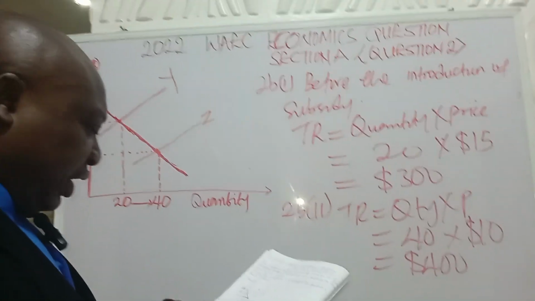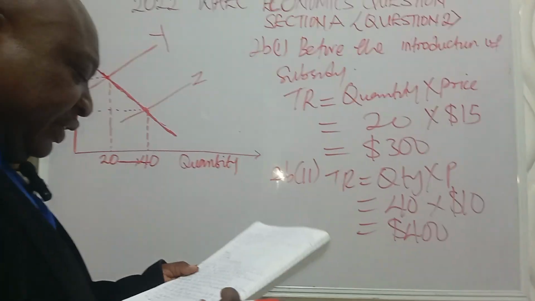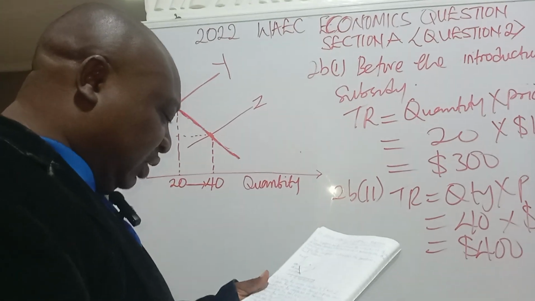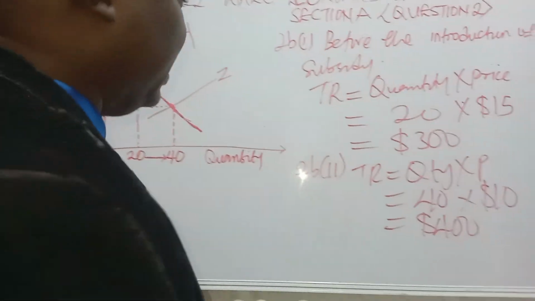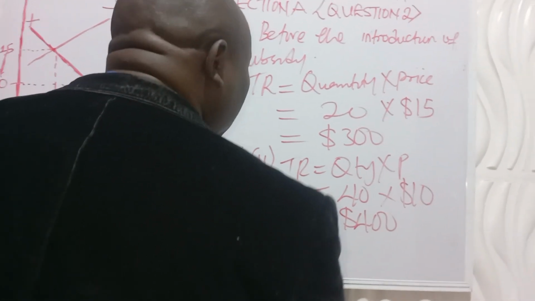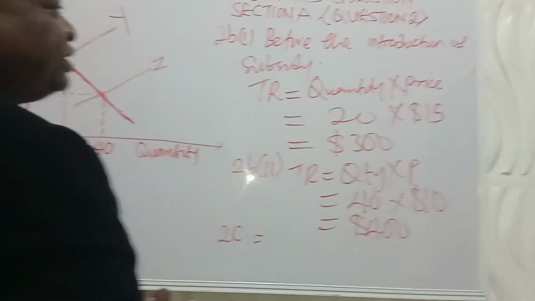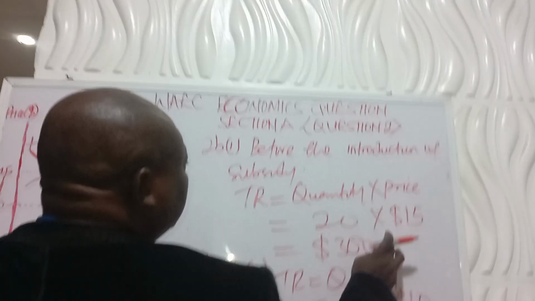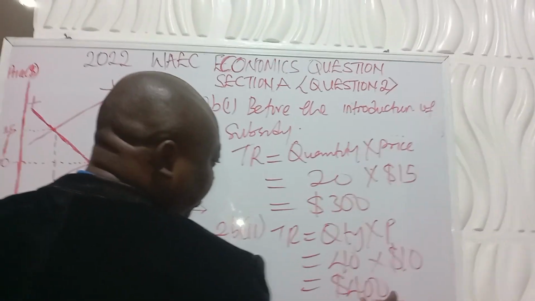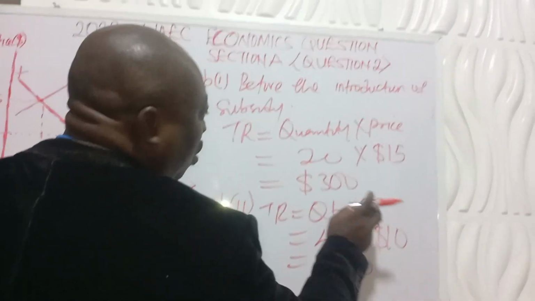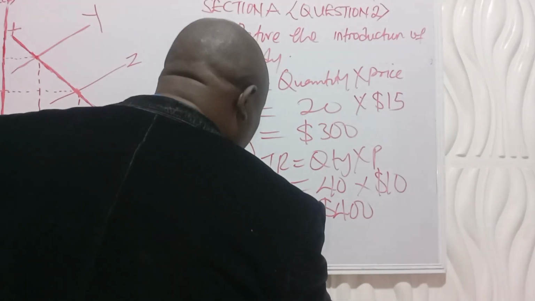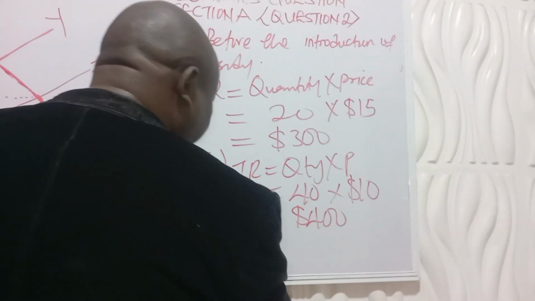Then 2C. Calculate the percentage increase or decrease in the total revenue of the producer with the introduction of subsidy. That is 2C. So how do we do this? What we are going to do is, you know, this is the old revenue. This is the new revenue. So it will be new minus old over old. This figure is bigger, is higher, so take this first.